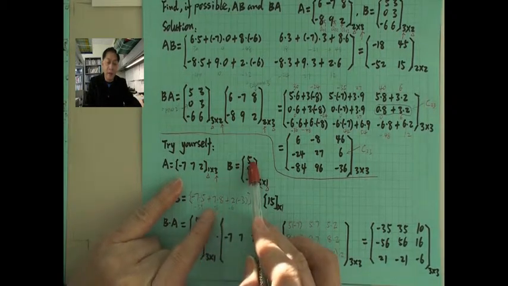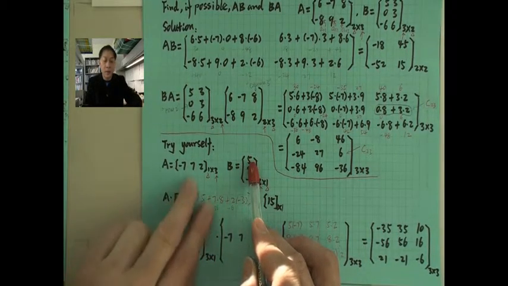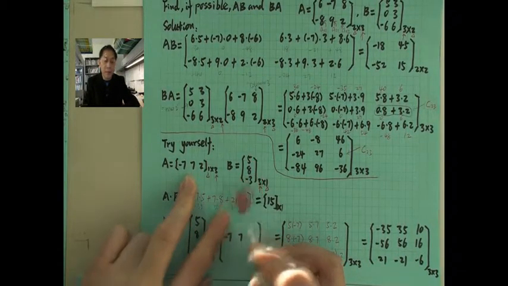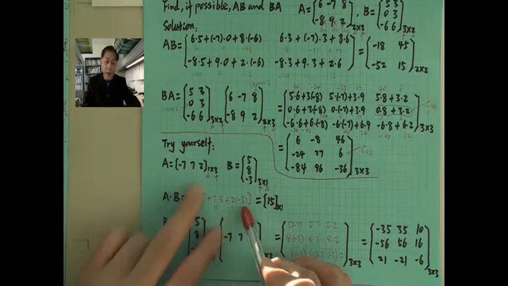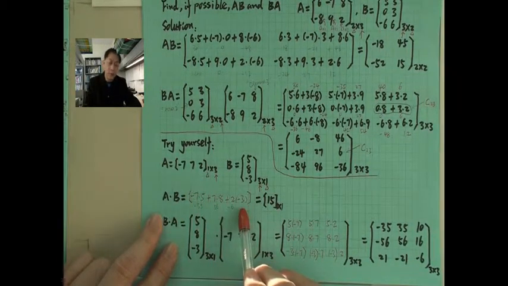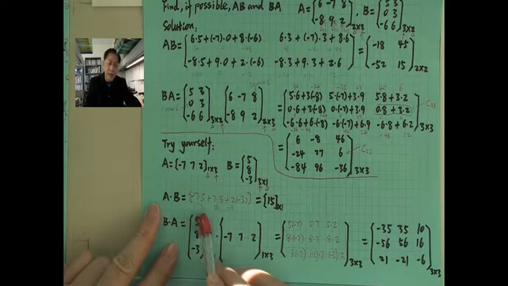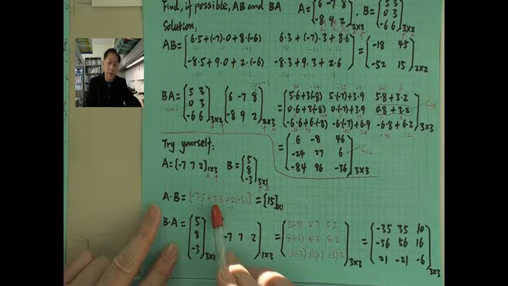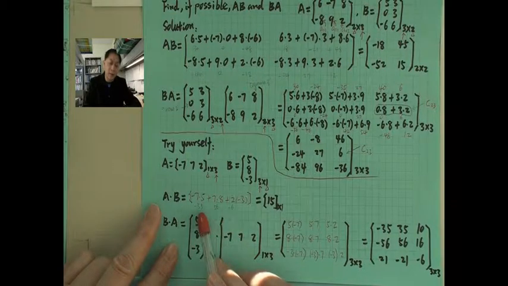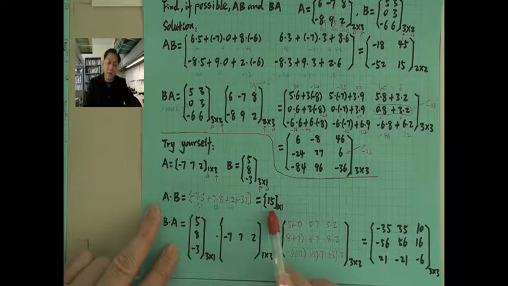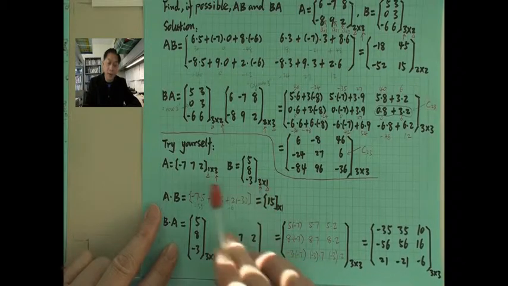Okay? You see, row times column. Negative 7 times 5 is right here. 7 times 8. And then 2 times negative 3. You want to add all together. So negative 7 times 5 is negative 35. And 7 times 8 is 56. 2 times negative 3 is negative 6. Add all together. Then you see 56 minus 6 is 50, and 50 minus 35 is 15, and end up with 1 by 1.